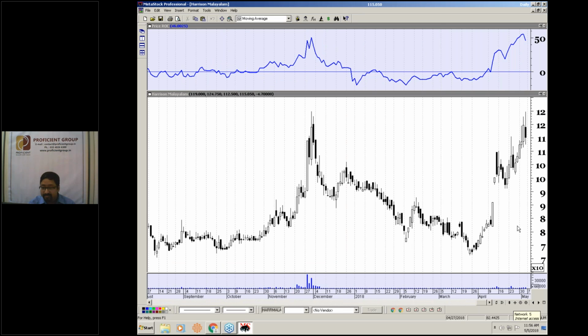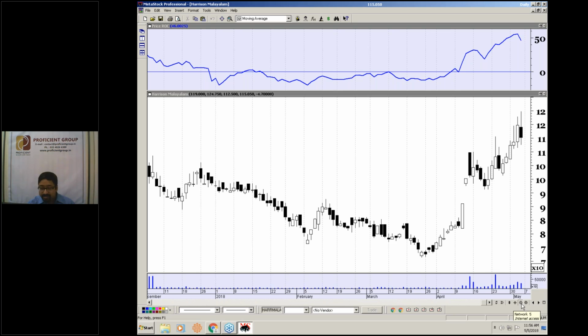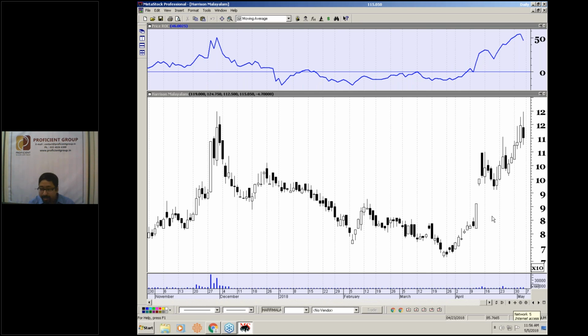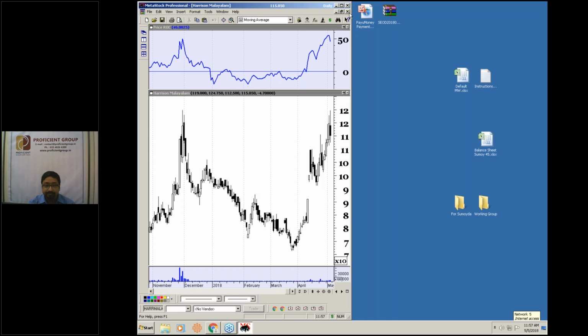Harrison Malayalam. Okay, look at the chart. It has broken out from this level, from this congestion zone, in the third week of April, and the uptrend is pretty obvious from the chart. It has also shown some pullback, so it has also qualified on our radar. So all these stocks are coming automatically according to our triple screening idea.